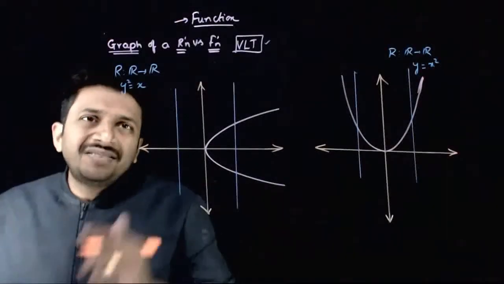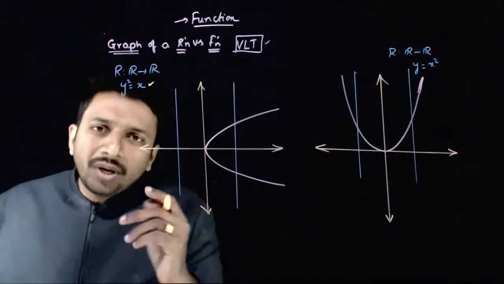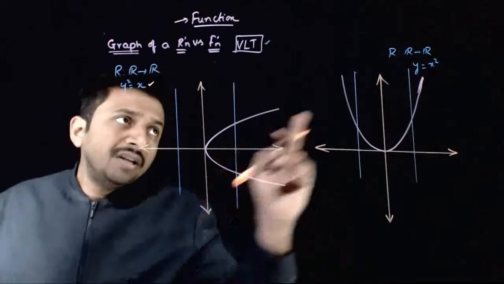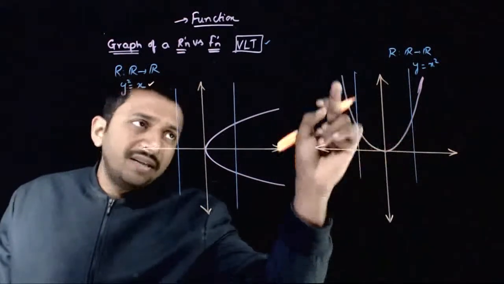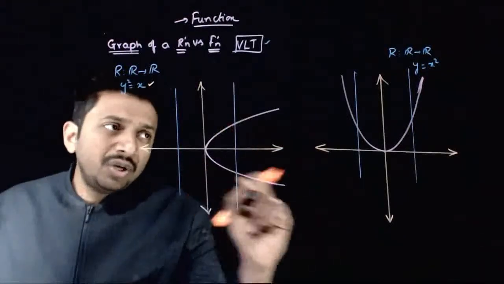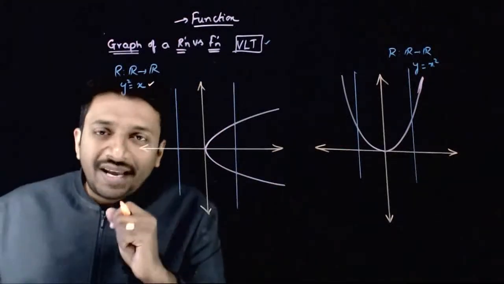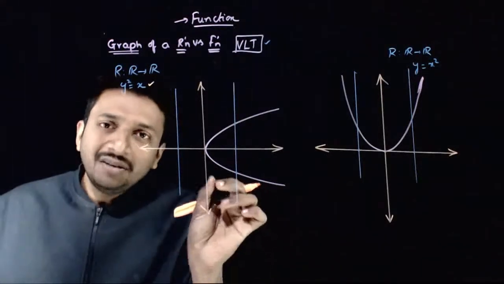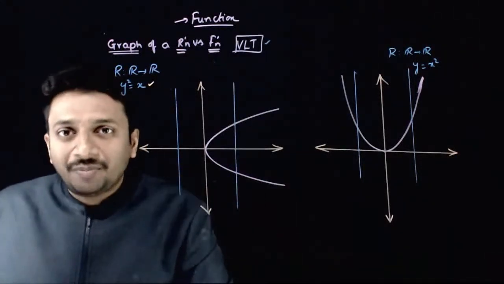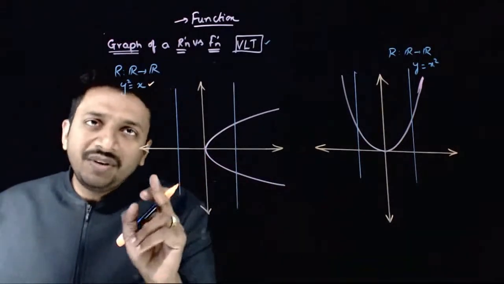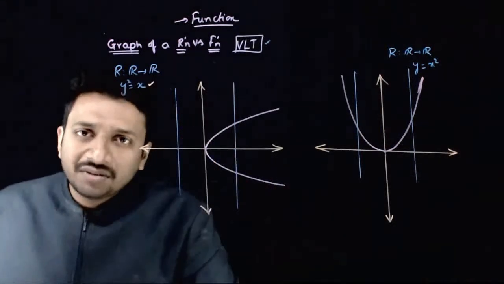So now we have seen the graphs of two relations. y square is equal to x, this is the graph that we have got. And y is equal to x square, this is how you got the graph of this. So from these two graphs, can you decide which of these graphs represents a function and which of these graphs does not represent a function? So you know that both of these are relations between real numbers to real numbers.